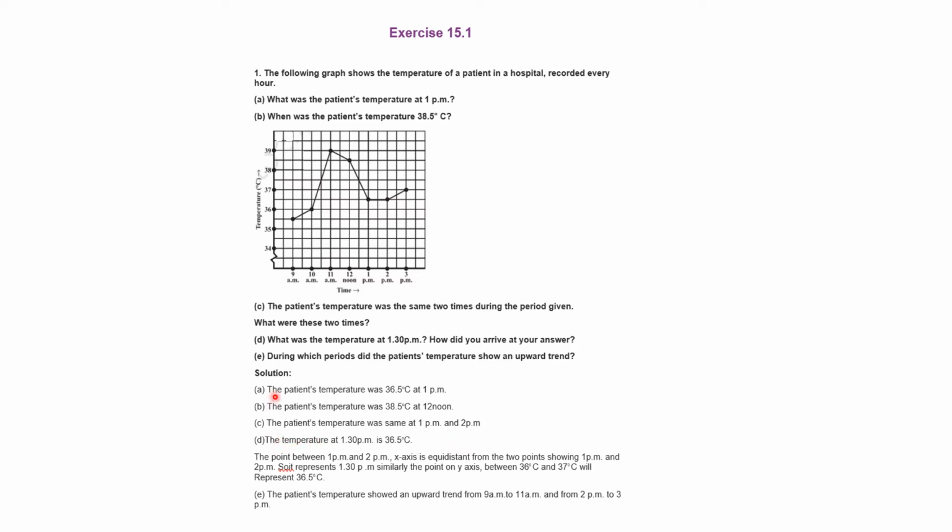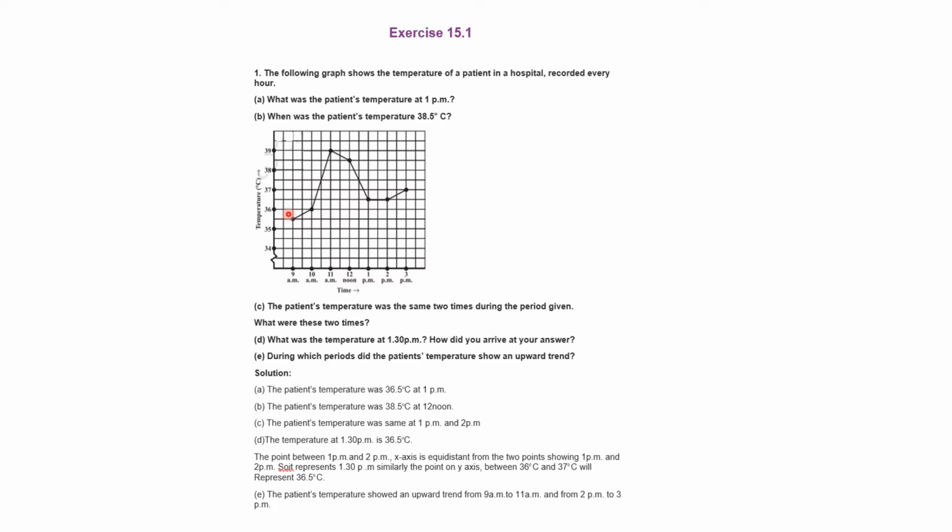Our part D. What was the temperature at 1:30? How did you arrive at your answer? At 1:30, just between 1 and 2, when we go in the upward direction, we find the line joins here. Then we go to the y-axis. What do we find? 36.5. So the temperature is 36.5.